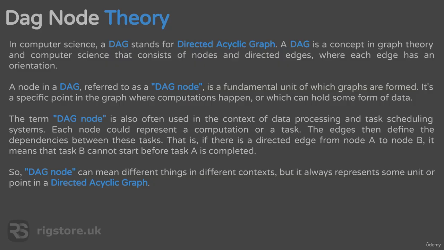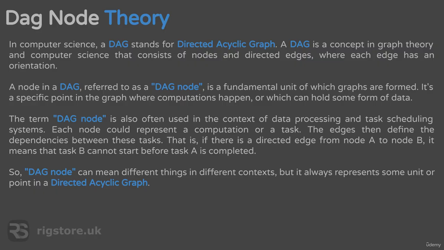DAG node theory. In computer science, a DAG stands for a directed acyclic graph. A DAG is a concept in graph theory and computer science that consists of nodes and directed edges where each edge has an orientation. A node in a DAG, referred to as a DAG node, is a fundamental unit of which graphs are formed. It's a specific point in the graph where computations happen, or which can hold some data of some sort. The term DAG node is often used in the context of data processing and task scheduling systems.